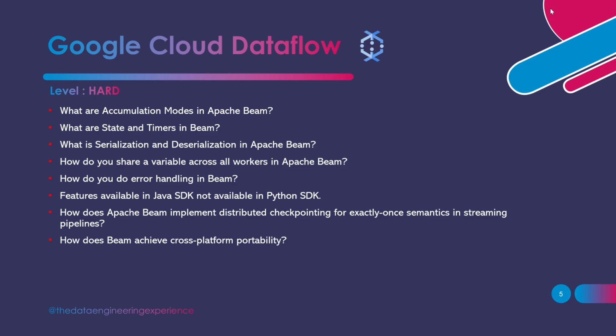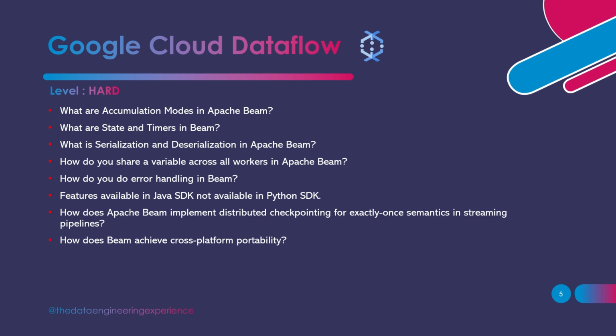Then, what is serialization and deserialization in Beam? Serialization is the process of converting objects into a format that can be sent across a network or saved to a disk. It's basically turning objects into bytes. And what is deserialization? It's just the opposite of serialization. It's converting the formatted data back to its object so that it can be used during processing. And where are serialization and deserialization used? They're used in all distributed systems where the data needs to be transferred across different machines or worker nodes.